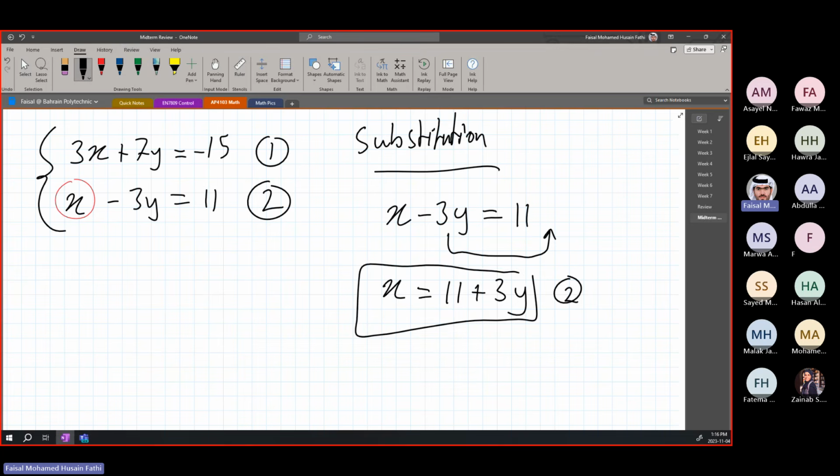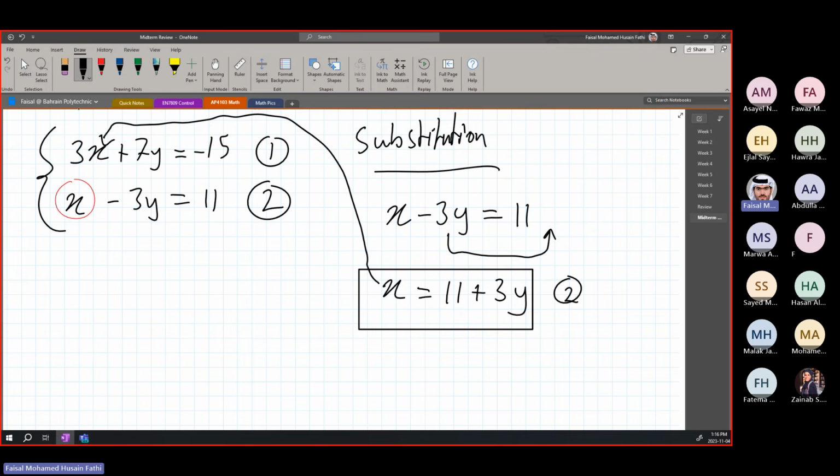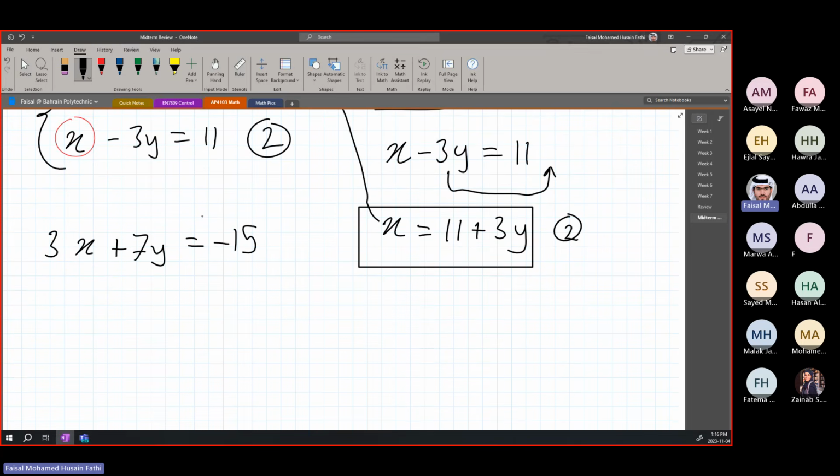Now that we solved equation 2, we will substitute the x here back into equation 1. Make sure you're substituting in the other equation, not the one that you solved for. So we have to substitute this back into equation 1. Equation 1 is 3x plus 7y is equal to minus 15. And x will be substituted with this value for x, which is 11 plus 3y. So 11 plus 3y. And then we will write the remaining equation.